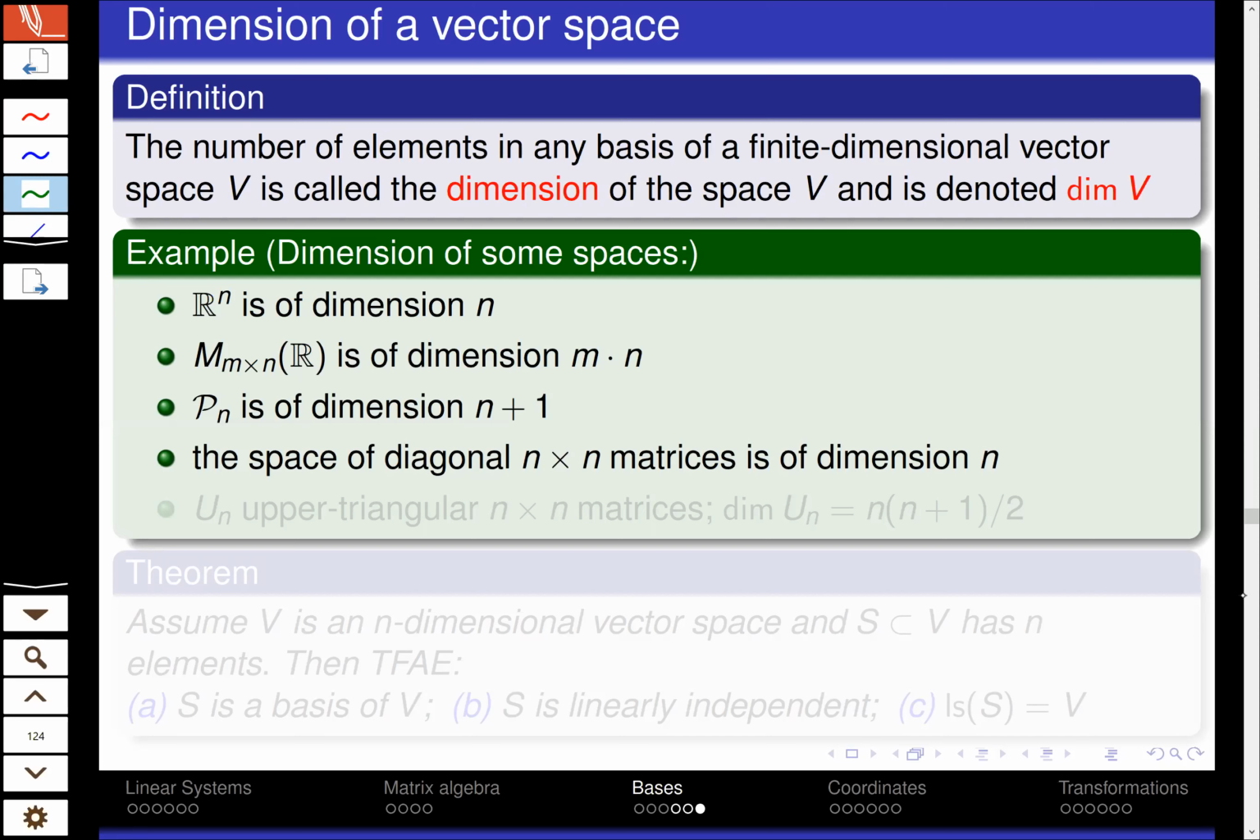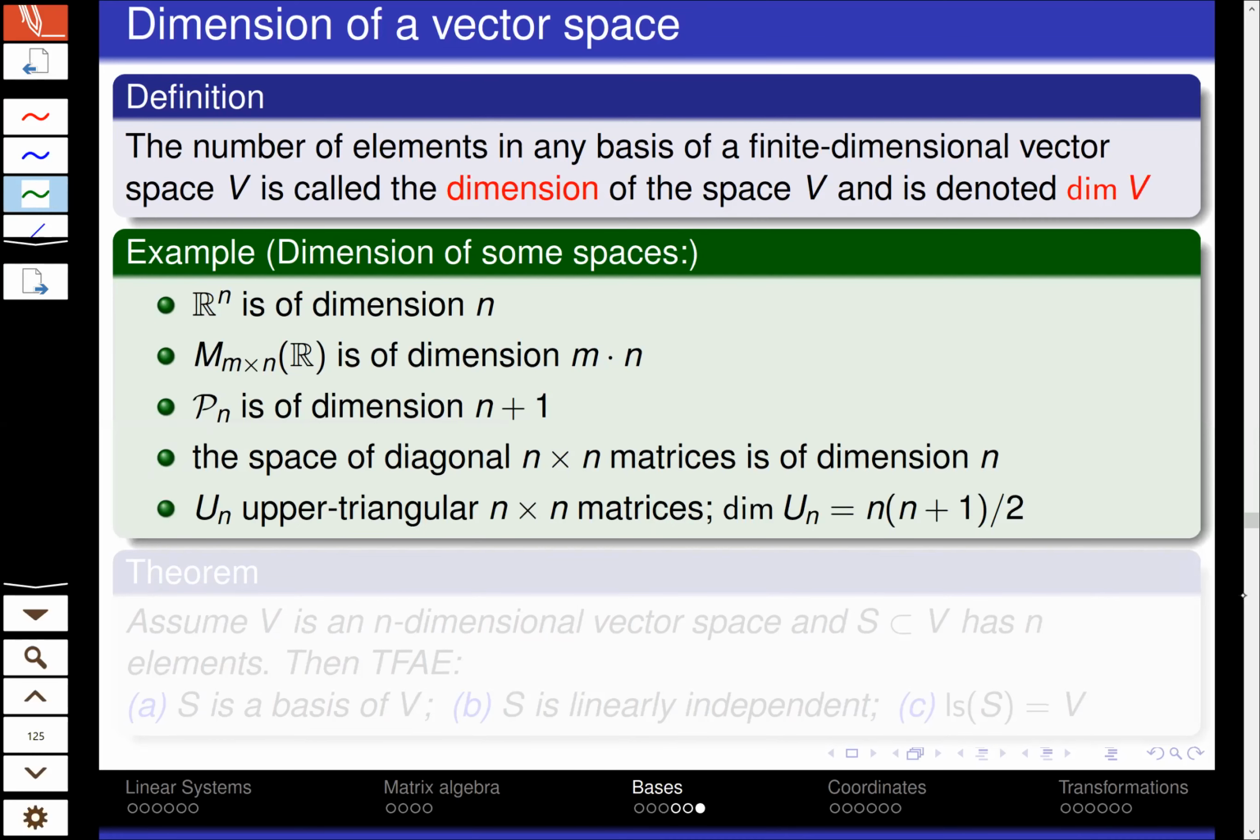Good. Upper triangular n by n matrices have dimension n times n plus 1 over 2, because upper triangular means that everything below the main diagonal is 0, and there are precisely so many entries that might be non-zero.